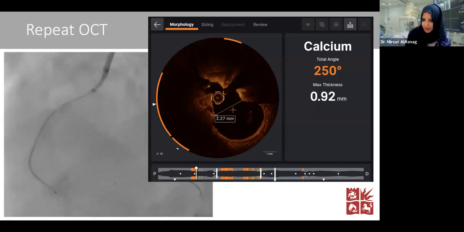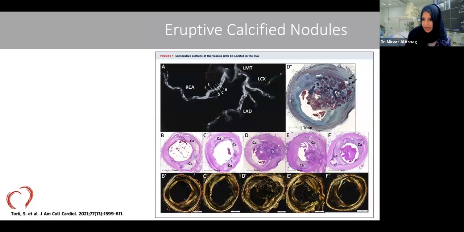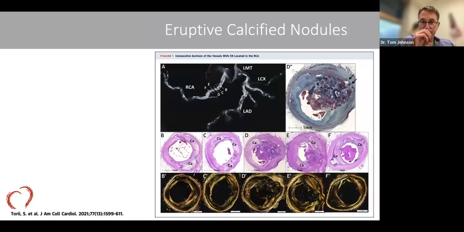I'm going to pull up an interesting slide while you finish your case. So I've got the slides around this eruptive calcified nodule. I don't know whether that was what you were going to show, Mervat, which is an interesting case series around identifying this type of disease, which is important, I think.